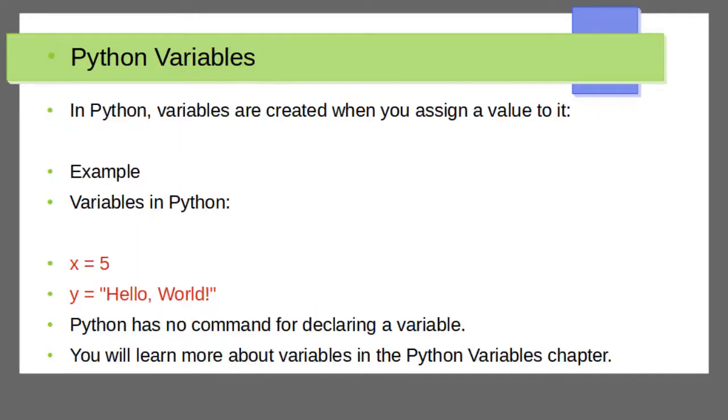Now the other topic is Python variables. In Python, variables are created when you assign a value to them. Like I have to assign x a value of 10, then I just put an equal sign between them. But in other languages you have to write the type of variable you are using. And one more thing is that Python has no command for declaring a variable. You will learn more about variables in the Python variables chapter.